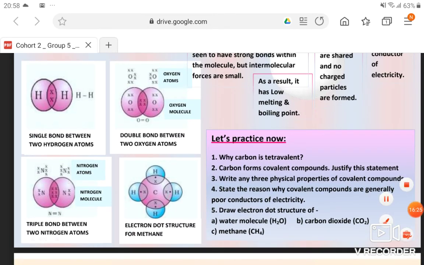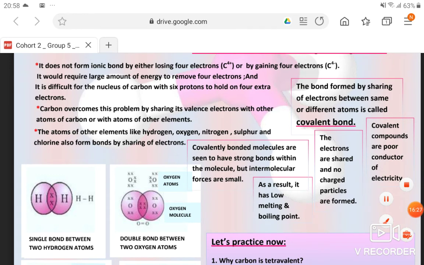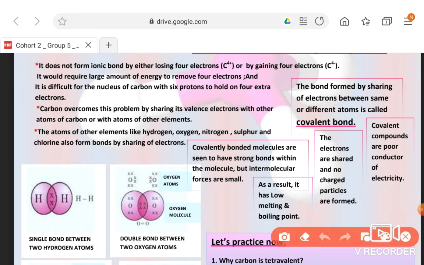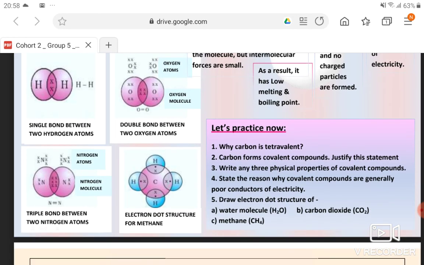Write any 3 physical properties of covalent compounds. Covalently bonded compounds have weak intermolecular forces, so they have low melting points, they have low boiling points, and they do not have any charged particles, so they are also poor conductors of electricity. So these are 3 physical properties: low melting point, low boiling point, and poor conductors of electricity.